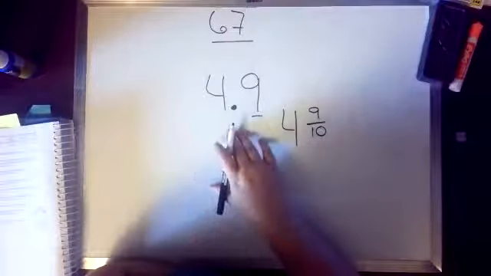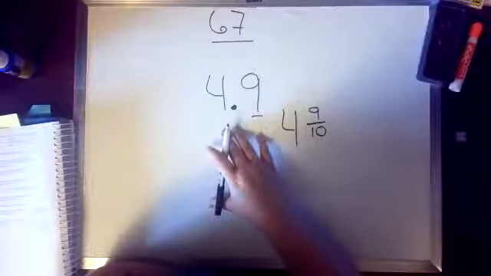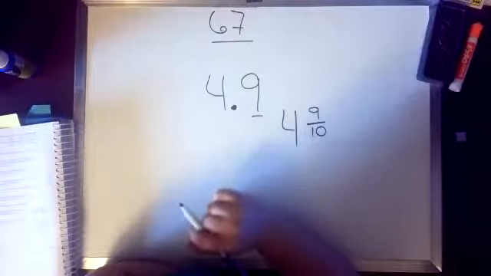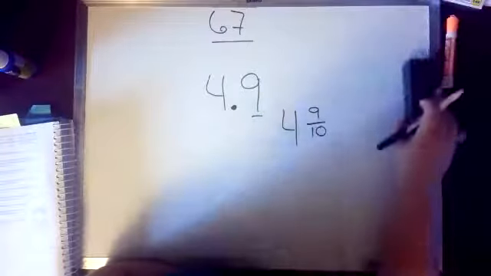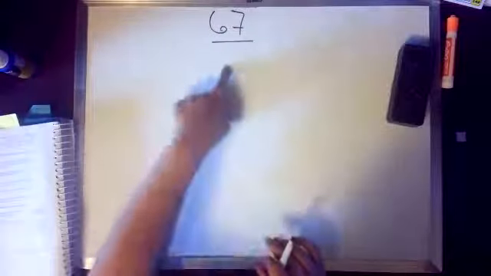4.9 is a little bit of a shorthand. You'll hear it a lot as you get into higher maths. The technical proper way of saying it is 4 and 9 tenths. That was the end of our quick lesson for lesson 67.